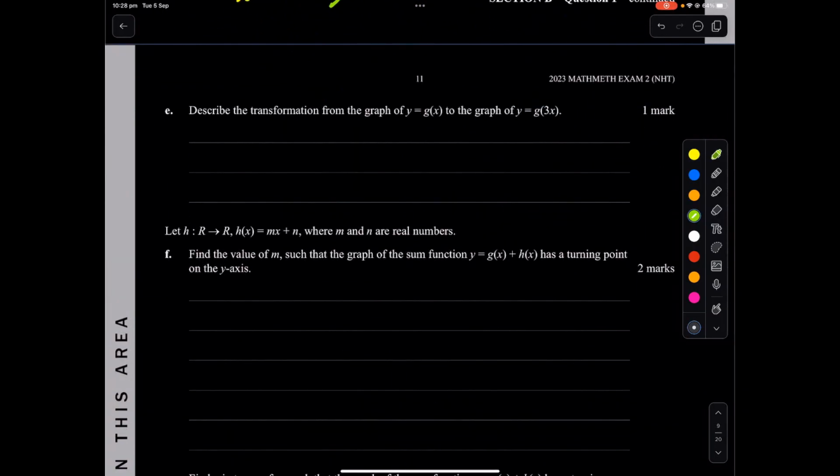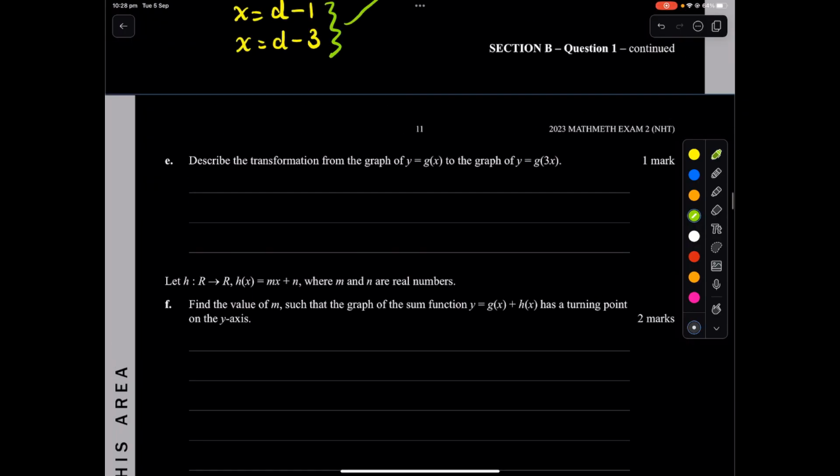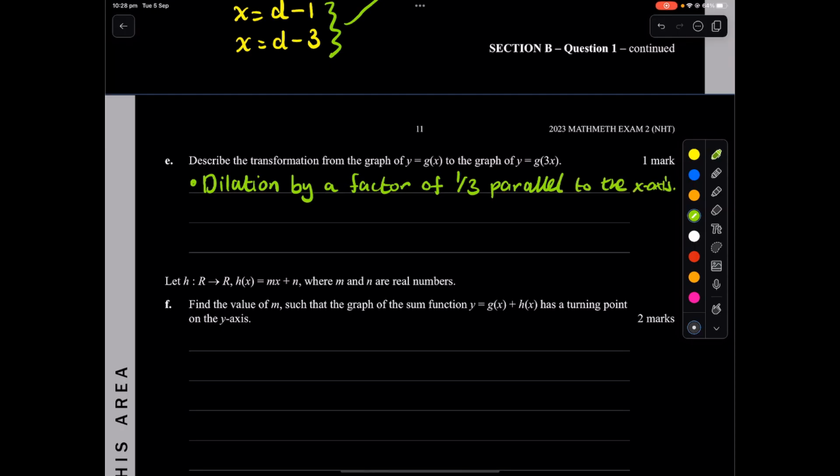Describe the transformation of the graph of g of x to the graph of this. Okay, very nice. So you can write it in two ways. You can write it as a dilation by a factor of 1/3 parallel to the x-axis. Yep, so dilation by a factor of 1/3 parallel to the x-axis.